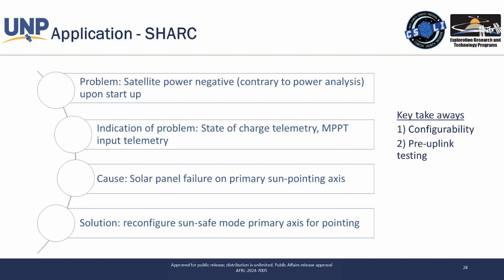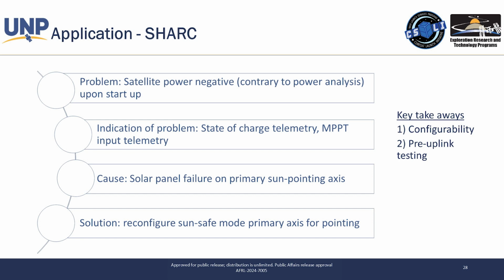One anomaly example that we had on one of our missions, this was a very early one in the mission. The satellite was power negative. Analysis was done beforehand, well before launch. As soon as the vehicle separated from its rocket, it should have been power positive. Everything should have been looking good. But they noticed that it was power negative. They saw this in their telemetry.